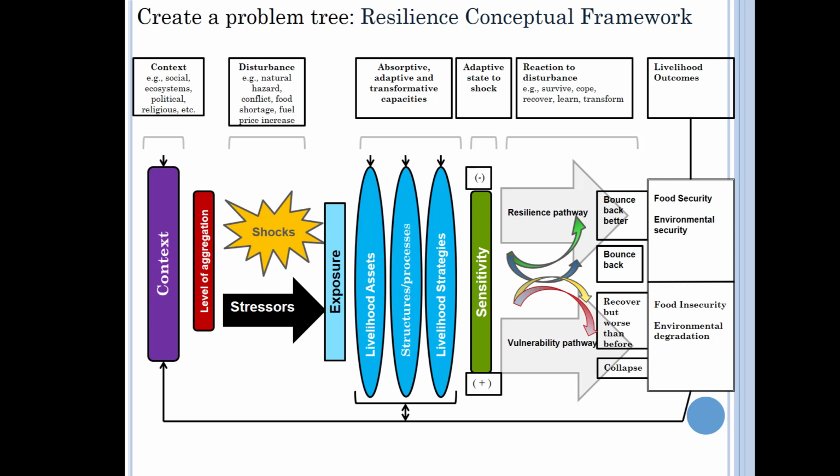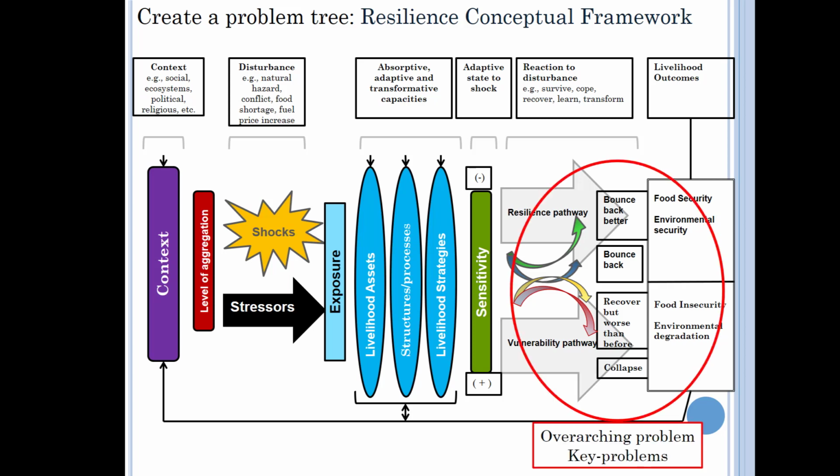A conceptual framework can help you to develop your problem tree. Imagine the resilience framework given before in the lecture. In this slide, you can see a guide to your problem tree analysis. It can be seen as a problem tree in the horizontal position. Imagine that. It is a top-down approach.